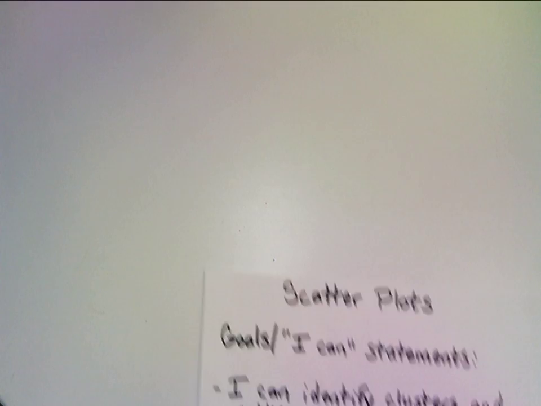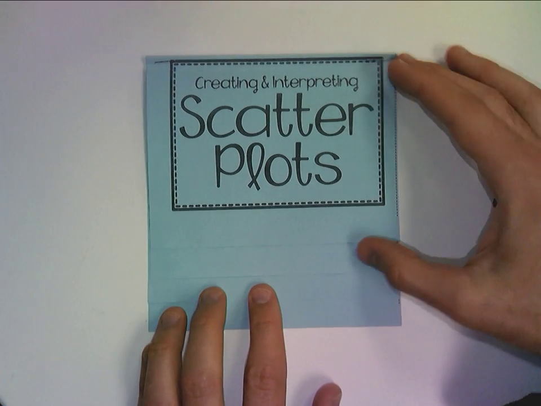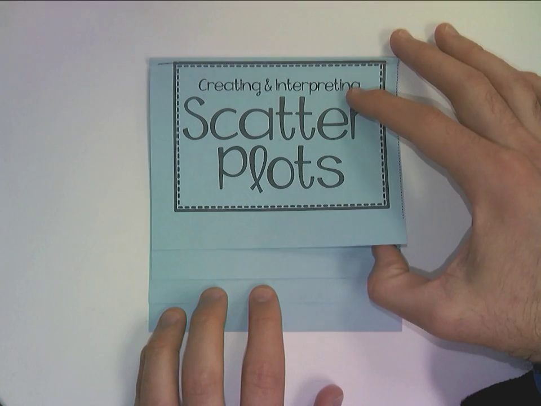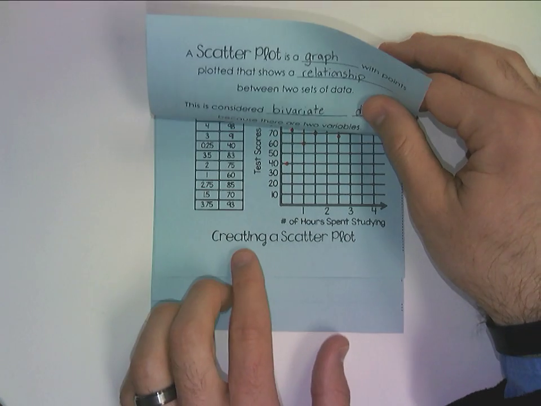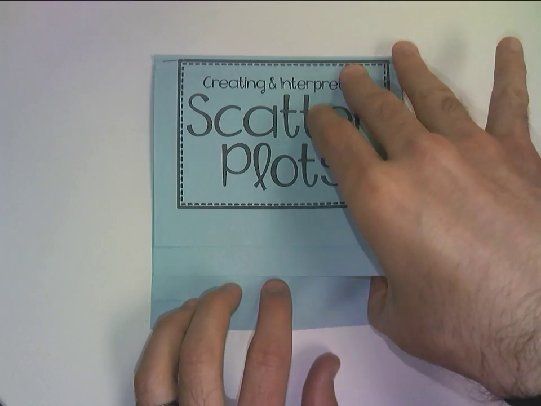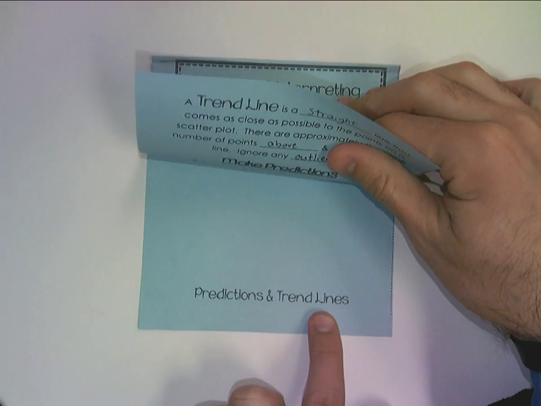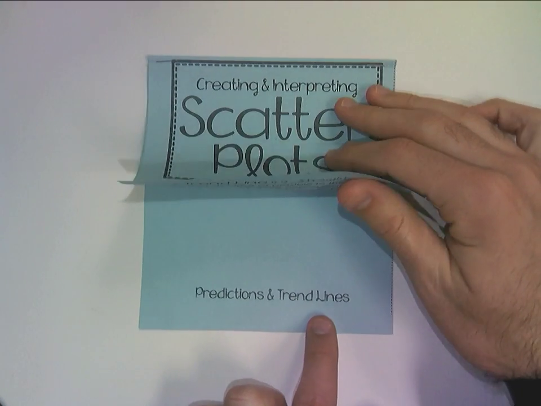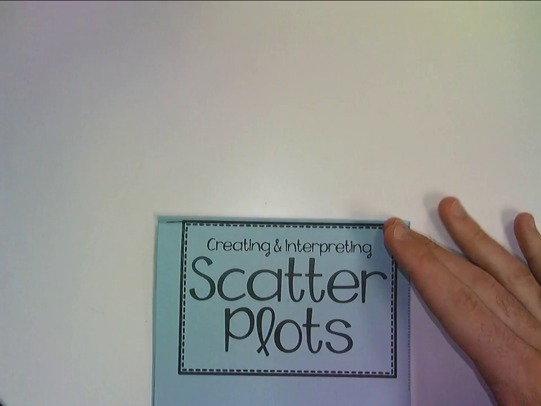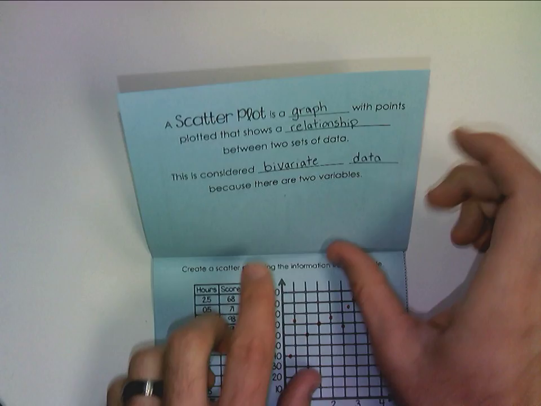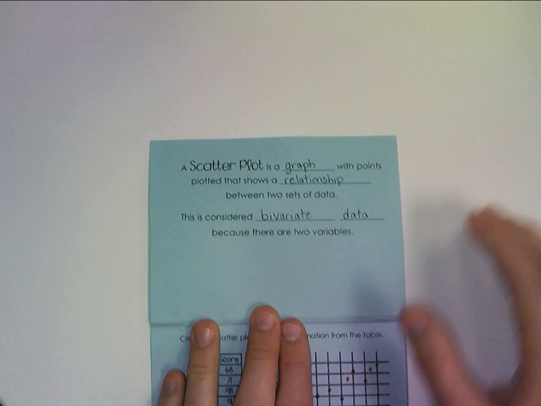Okay, so the foldable that we have today looks like this, and we're going to mostly be looking at creating and interpreting. So we'll create a scatter plot first, then we'll interpret a scatter plot and make predictions as well as draw trend lines. So let's go ahead and get started with some basic definitions that relate to scatter plots.